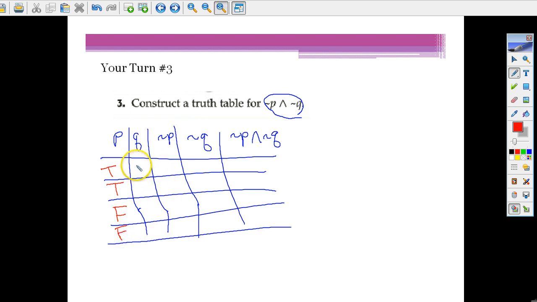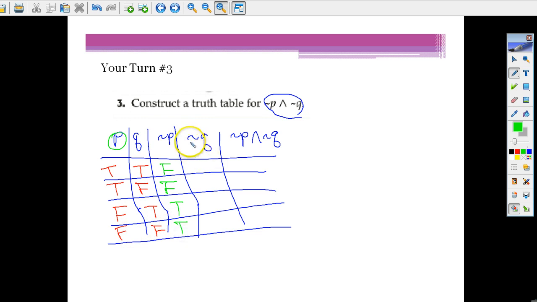Same thing for true, true, true, false, false, true, false, false. So I'm going to think of all the combinations that we can make up. Now, not P means the opposite of P. So that was true, so this is false. That was true, false, false is true, false is true.